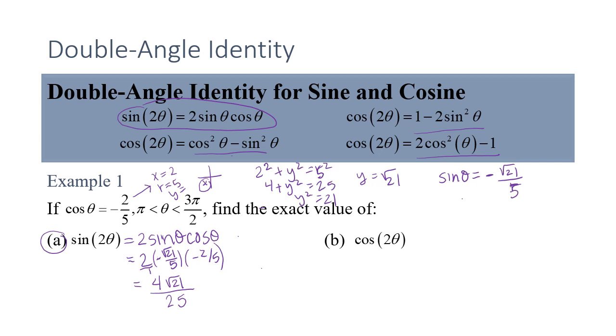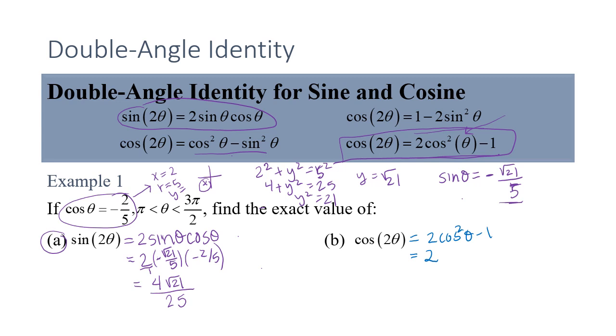For the cosine of 2 theta, I could use any of these formulas. What I'm going to choose to use is this one, because this only requires that I know what cosine of theta is, which they gave me. I did figure out what sine of theta is, but I could have made a mistake, and you don't want to use a value from a problem that you've messed up on. So if I can use a formula with the given values, that's what I use. So I'm going to use this one to evaluate the cosine of 2 theta.